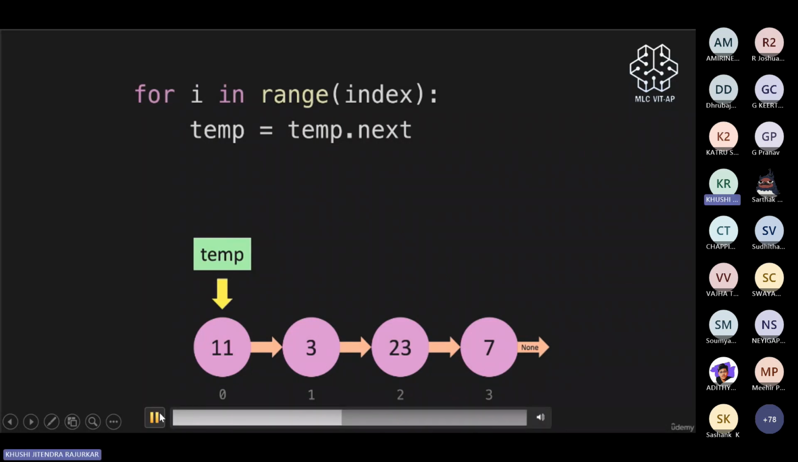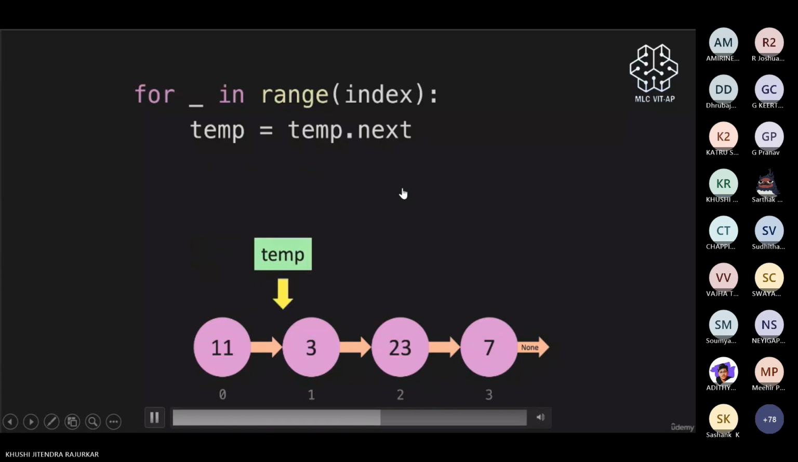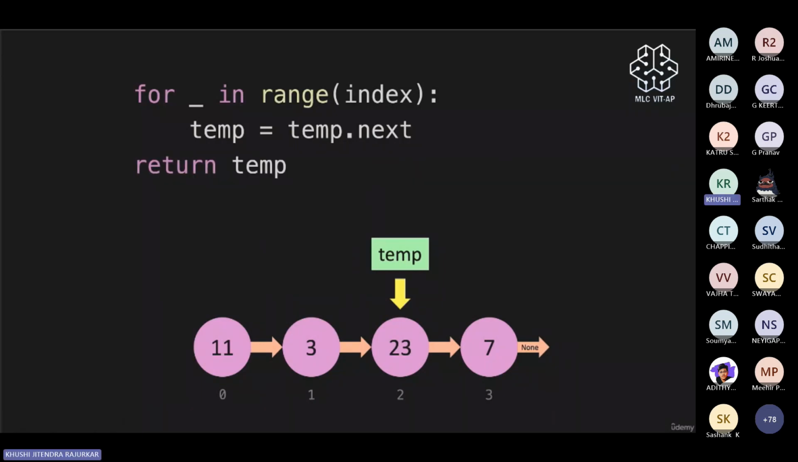Now you might be wondering, why did we write the code line as for underscore in range index instead of for i in range index? You can write it like that, but for readability, we have instead used underscore. You can use i if you were actually having any use of this parameter, but since we don't have any use of it, we'll simply be using for underscore in range index to declare our function. So it will iterate through your list, and then it will be returning the temp, returning the node, basically.